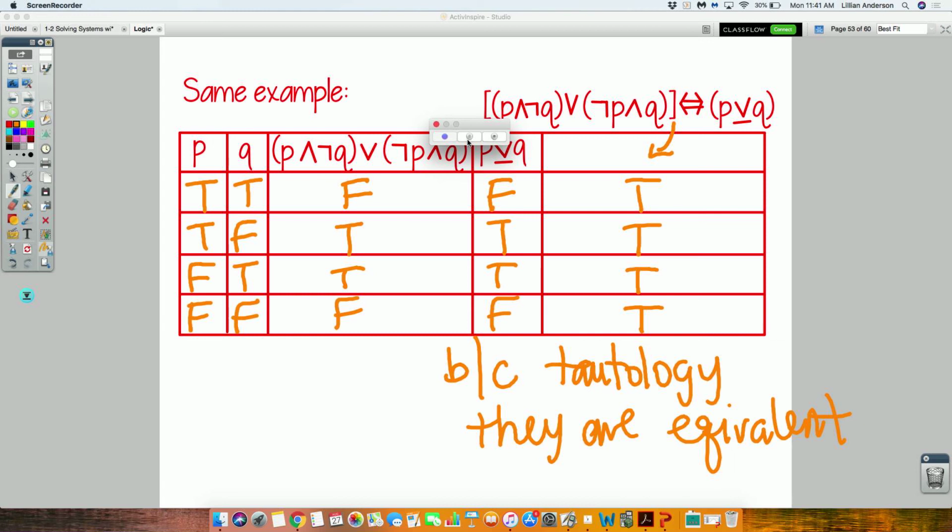Tautology. What the other one? Valid and then biconditional. Not biconditional. I mean, dang it.